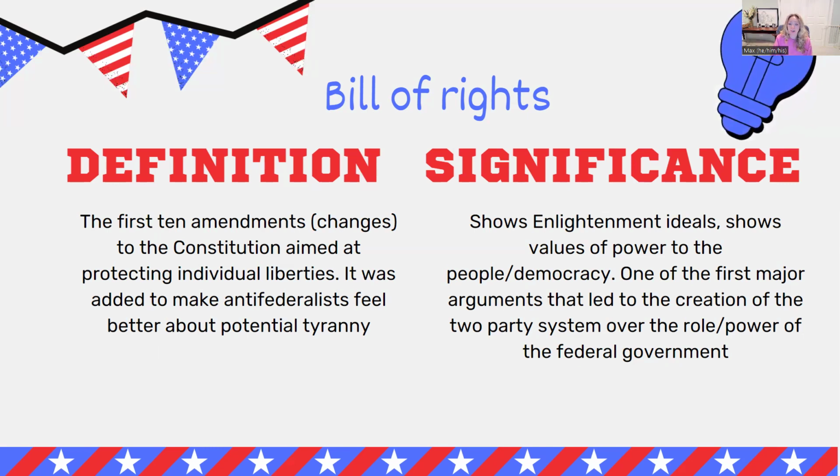So why do we care about this? It shows those Enlightenment ideals again as American values. It shows the values of power to the people and democracy that America says it stands for. It's one of the first major arguments that led to the creation of the two parties over the role and power of the federal government.